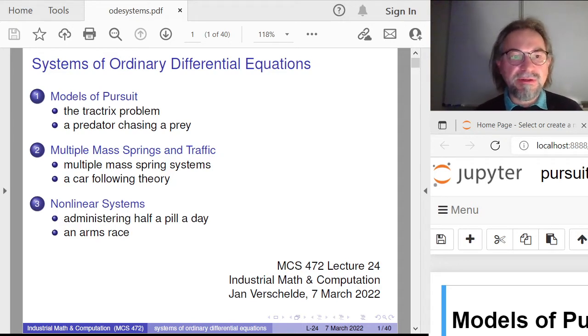So we start in a very computational manner. I have a Jupyter notebook with some animations that I will show in the first part. In the second part, we will derive what are systems that are linear. And then in the last part, we will see some models that give rise to nonlinear systems.